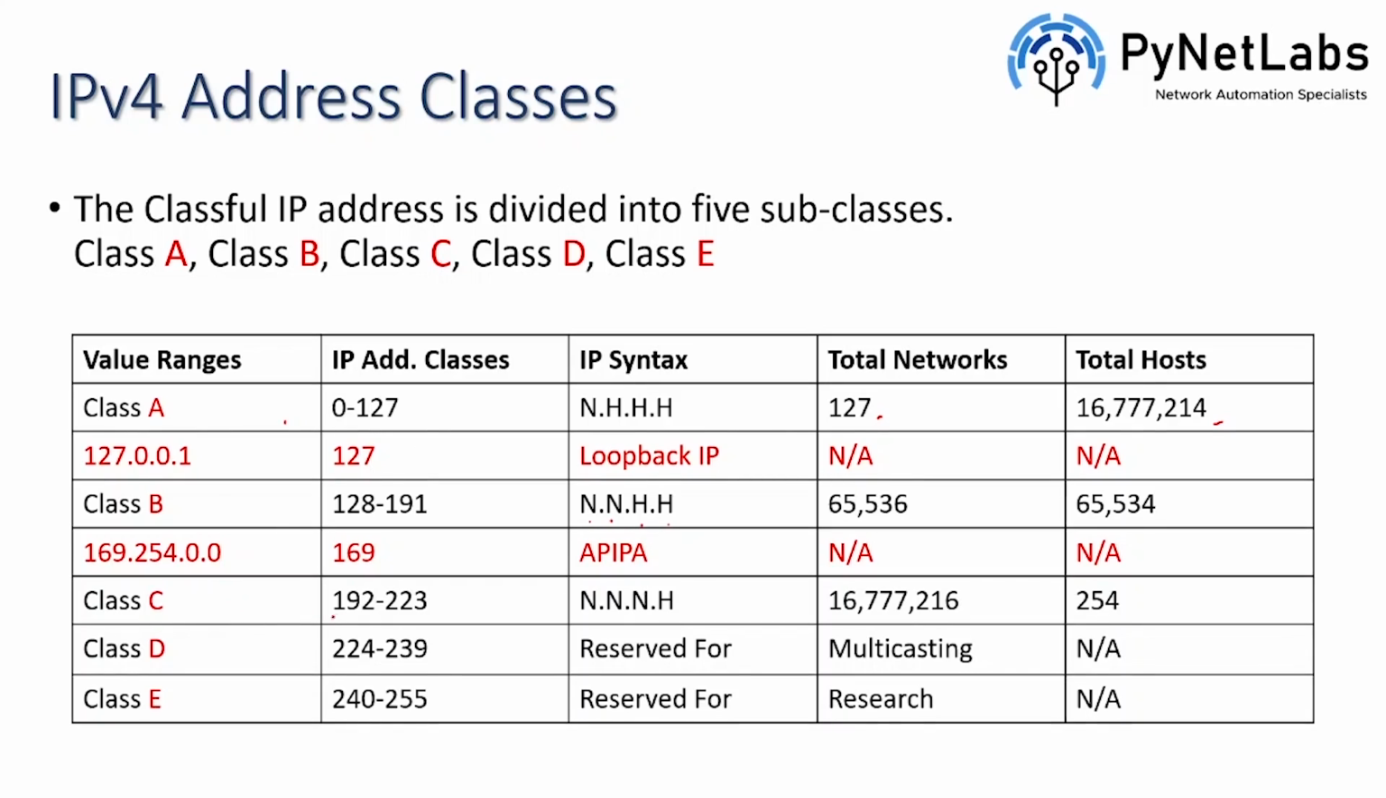Then class C is from 192 to 223, which has the first 3 octets as the network part and the last one as the host part. About 16 million networks can be taken out of class C, and the maximum addresses we can have from a class C network would be 254. Then, as we have already discussed, class D and class E are not available for use. These are reserved for multicast and research purposes.